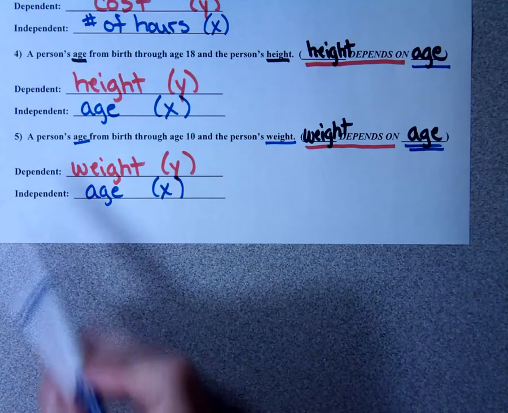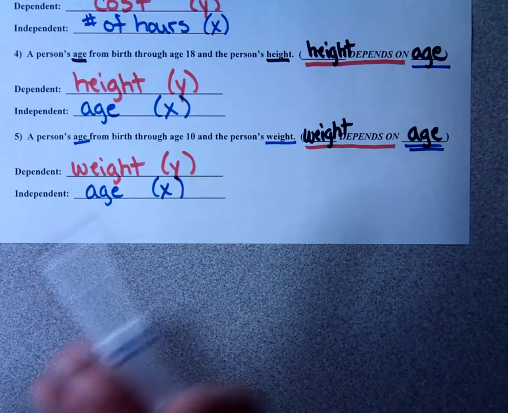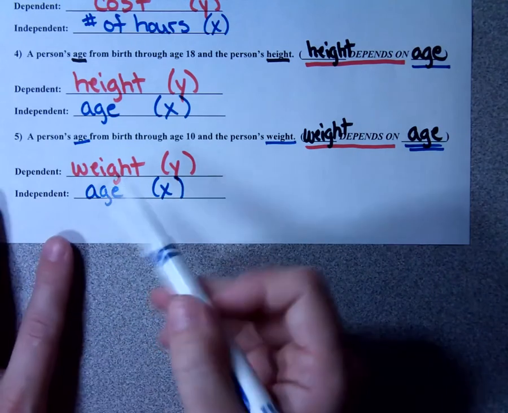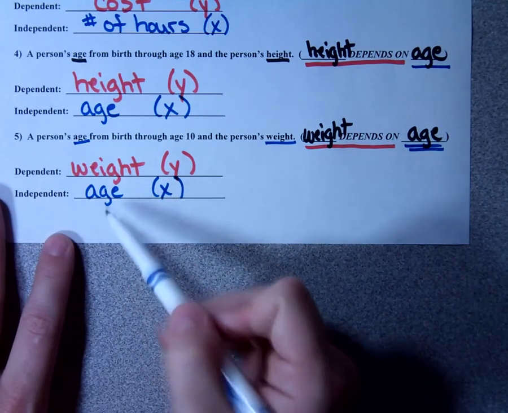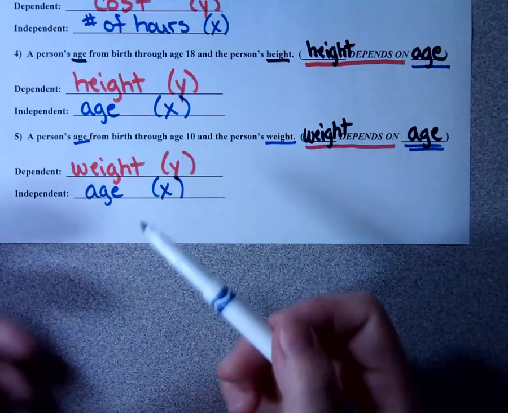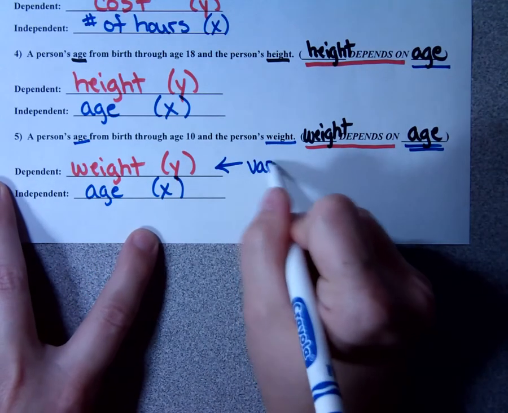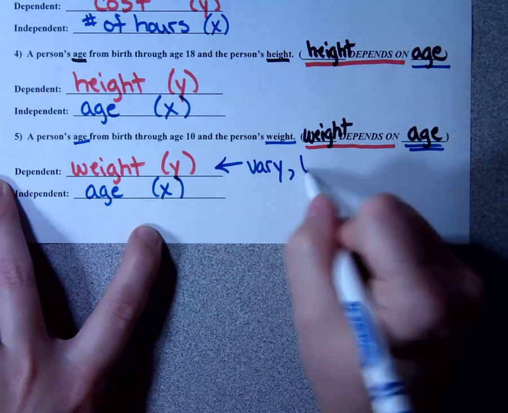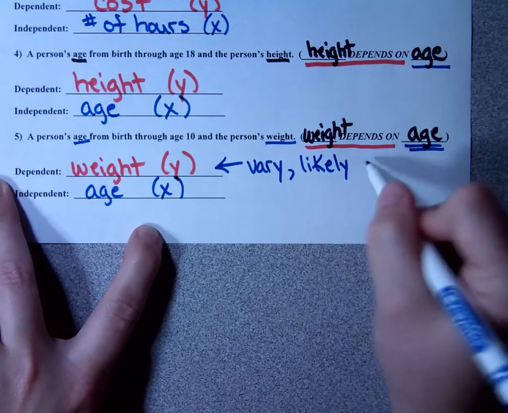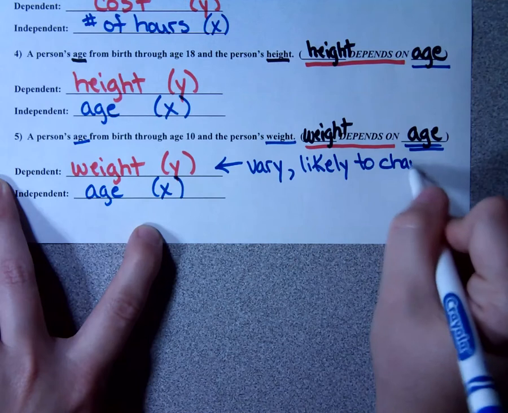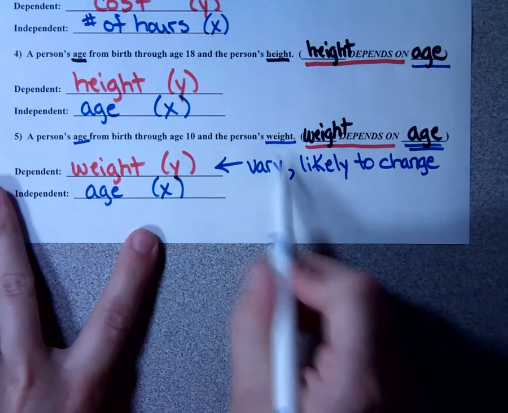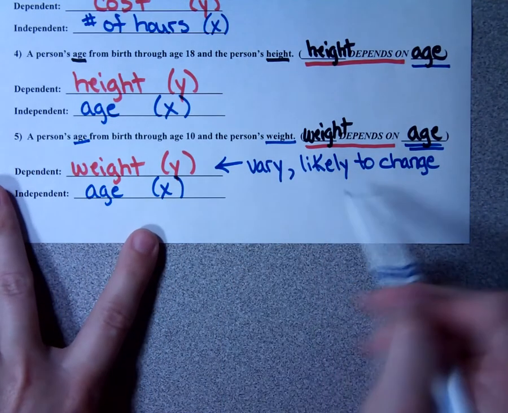Another way to think about independent and dependent, besides just asking that question, what depends on what, is which one is more likely to vary? Which one is more likely to change over time? Your weight is more likely to vary. It's more likely to change. So that's one reason why we call it the dependent variable. It's more likely to vary. It's more likely to change.